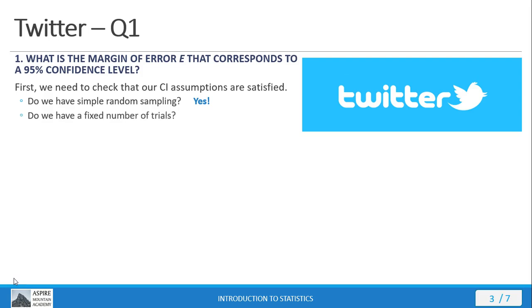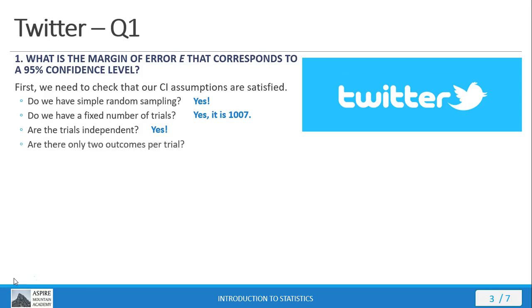Do we have a fixed number of trials? I hope you said yes. Sample size is fixed at 1,007, so each person that we question in the poll represents a separate trial. Are those trials independent? I hope you said yes. What one person says doesn't influence what someone else is going to say. Typically, people are polled individually, so the trials are independent.